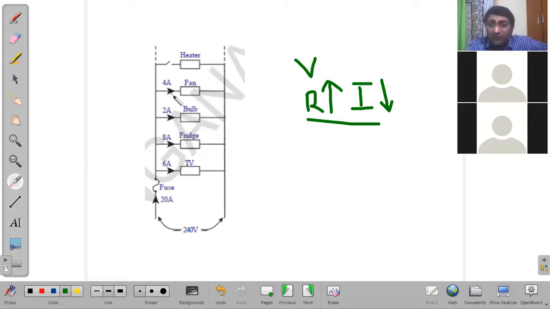So all in all, if you see the total current that you have right now, 4 plus 2 is 6. 6 plus 8 is 14. 14 plus 6 is 20. The heater is off. The switch for the heater is off.